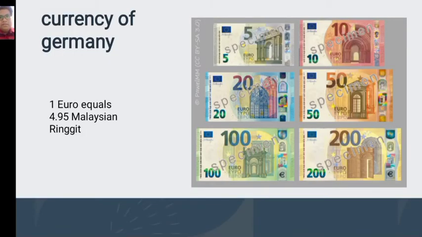Alright, next is the currency of Germany. 1 euro equals 4 ringgit and 95 cents. So that is a difference.